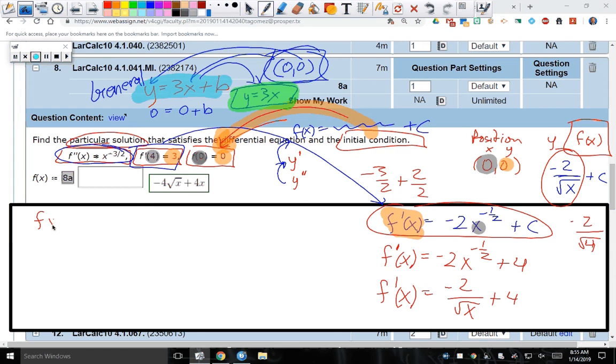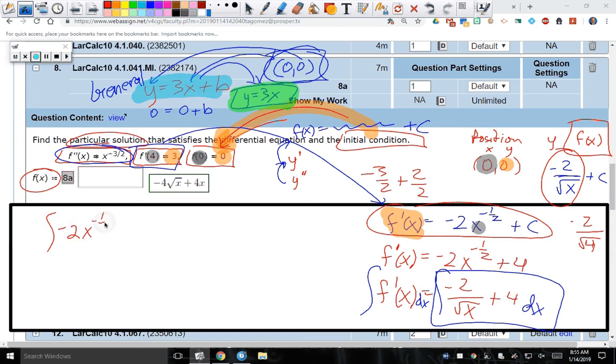So we want f of x is equal to, just like the problem is asking. Alright, so we're going to integrate one more time. So if I integrate this, basically both sides, this f prime of x is going to become f of x, and thus we're just going to end up integrating this and doing plus c again. Alright, so let me show you the work over here for that piece. We have the integral of negative 2x to the negative 1/2 plus 4, with respect to x.